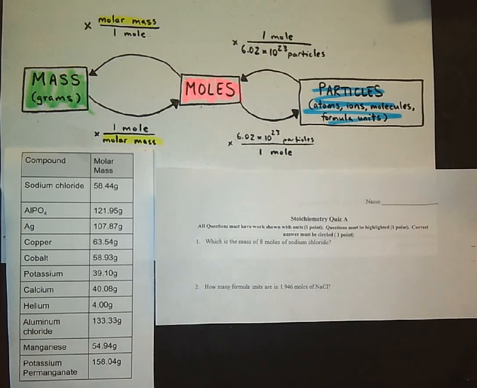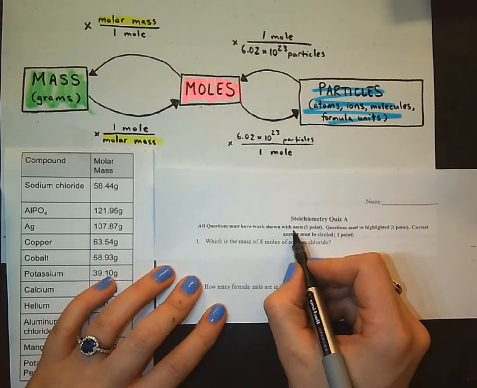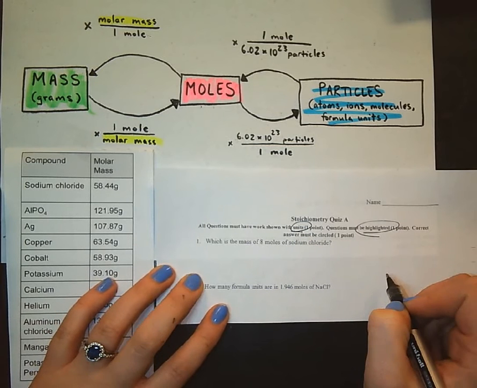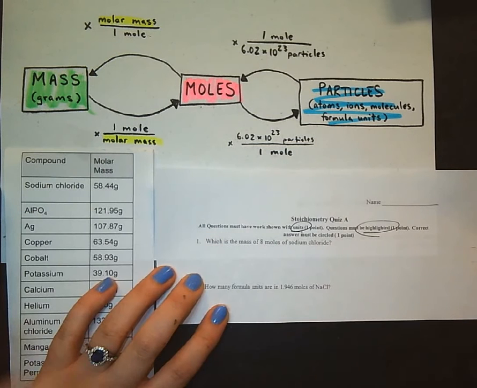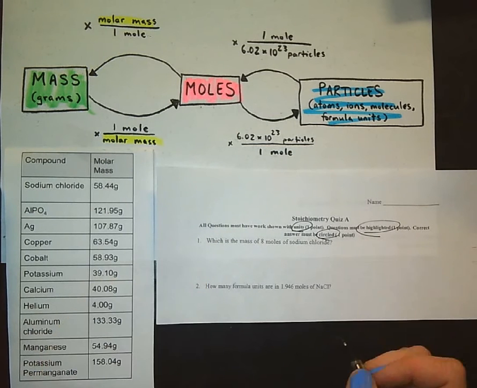Quiz A. So if we take a look at this, you should have, for all of your questions, had your units shown. You should have highlighted everything in the question according to your conversion chart, and then you should have your final answer circled. So we're going to make sure we do that on this video.